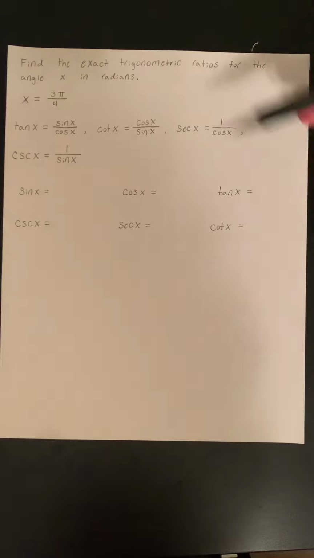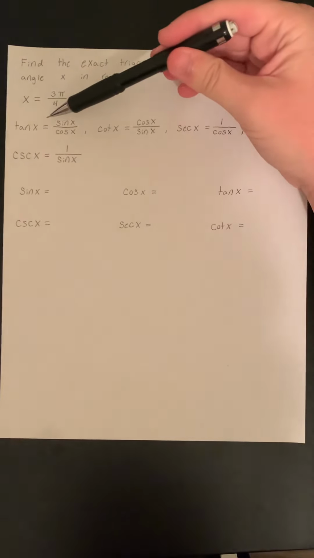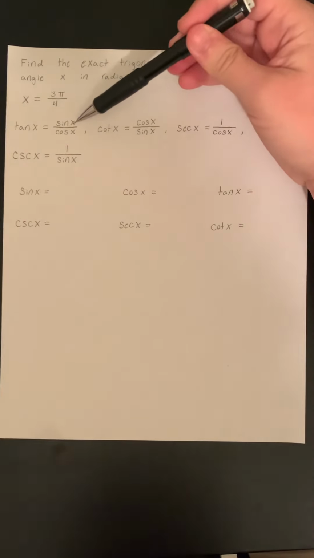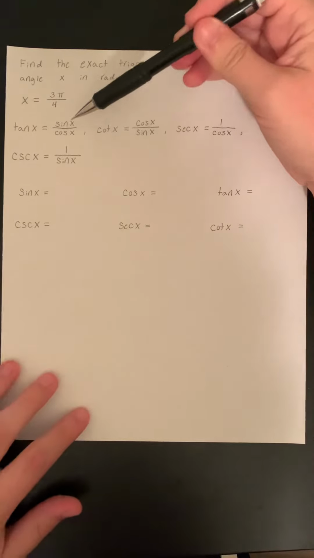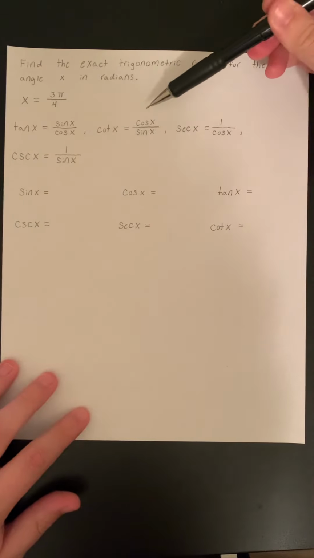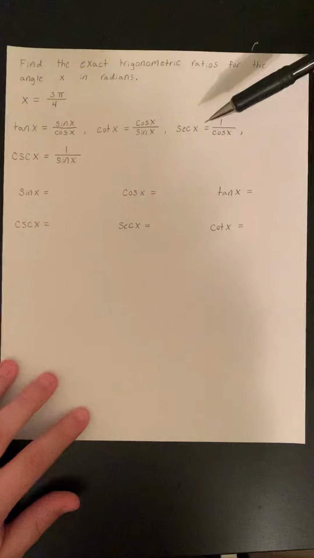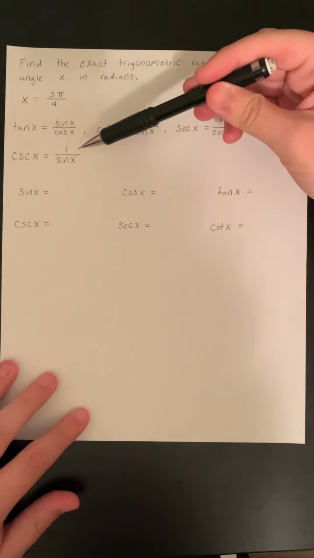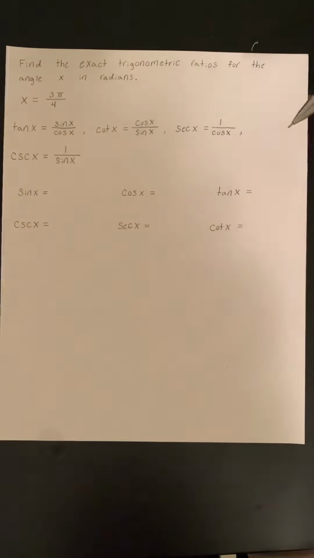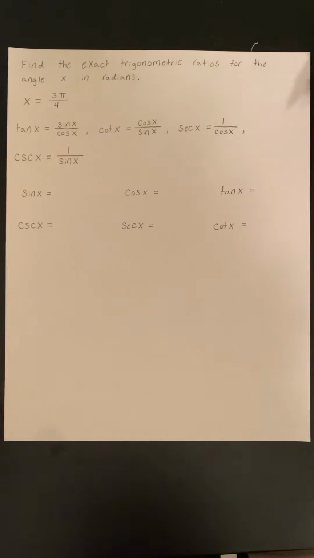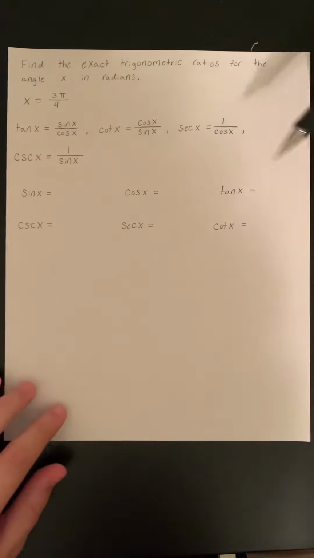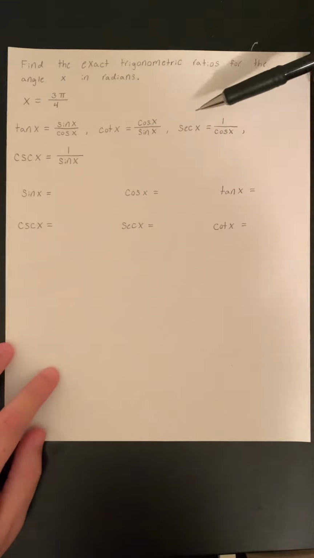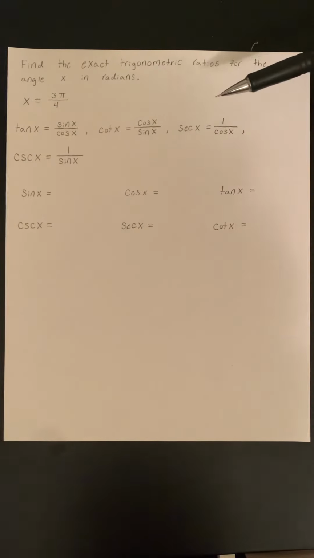So the first is that tangent of x equals sine of x over cosine of x. Cotangent of x equals cosine of x over sine of x. Secant of x equals 1 over cosine of x. And cosecant of x equals 1 over sine x. I know that's a lot. It will come in handy later down the line. If you want to write this down, it's pretty important stuff, so keep it in mind.